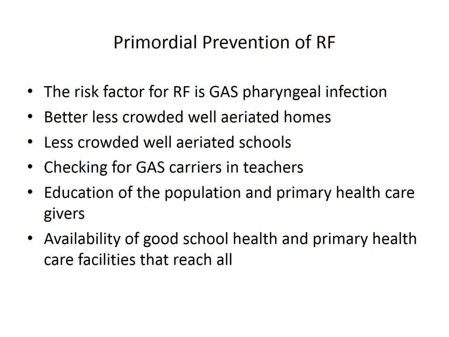So, primordial prevention includes several factors which have to be done together. And as you know, the risk factor for rheumatic fever is group A strep. So we need to deal with this risk factor in a way that will prevent the spread of this pharyngeal infection to children. And so you have better, less crowded, well-aerated homes, less crowded, well-aerated schools, checking for group A strep carriers in teachers, education of the population and primary healthcare givers, and availability of good school health and primary health care facilities that reach all.